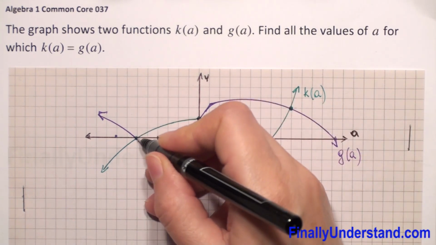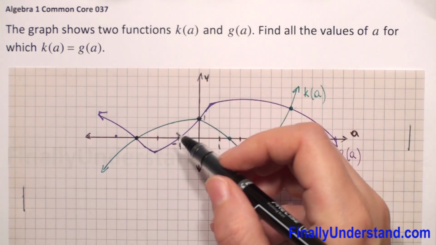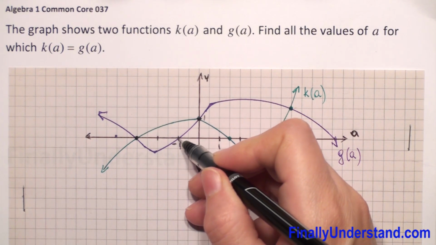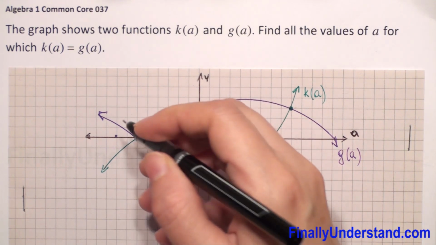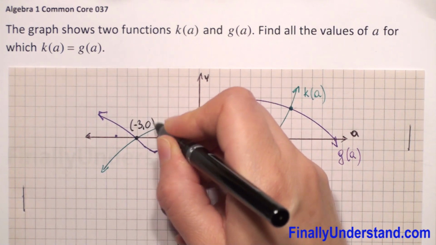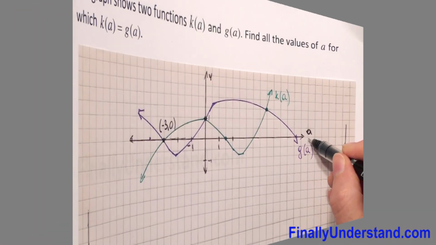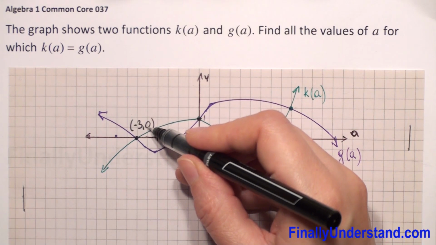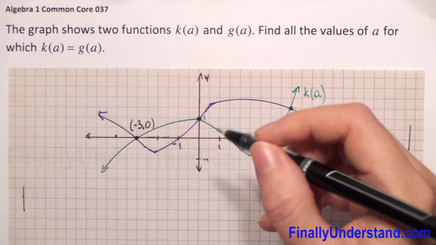So, the first point we have here. The first coordinate, what is it? We have unit -1, -2, -3. So this is -3, and this is on the a-axis, so y is 0.